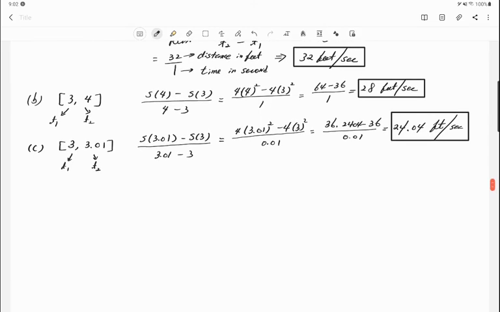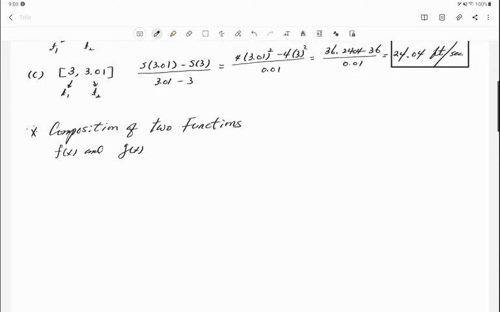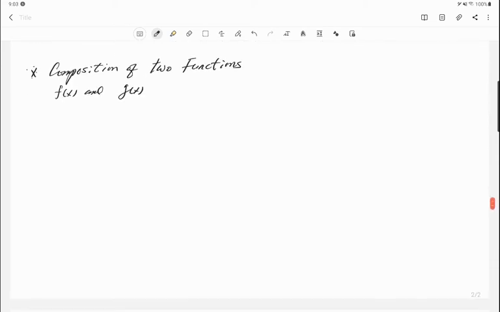Right. Let's try our next example. Okay, the next definition is the composition of two functions. Let's say there are two functions, f of x and g of x. Then we have a notation like this: f circle g, parenthesis, of x. This is not a product. This is definitely different from the product. This is called the composition of functions.